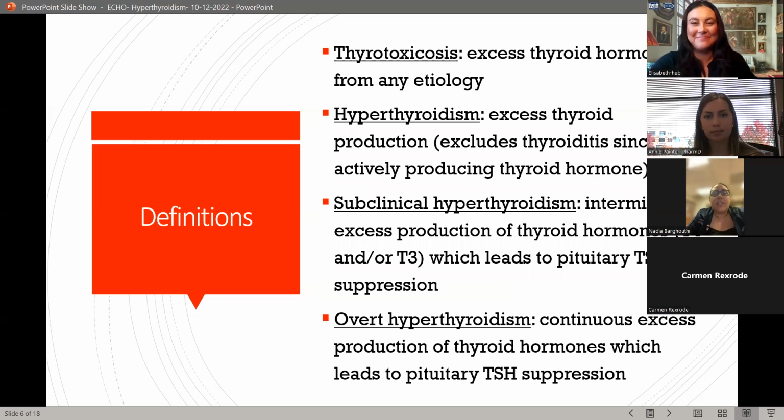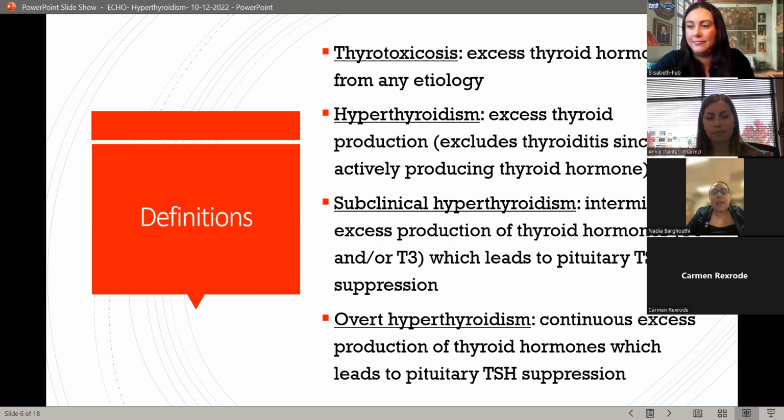Some definitions. So hyperthyroidism actually means excess thyroid production. So it's actively making extra thyroid hormones. That doesn't include something called thyroiditis, where the thyroid gets sick and just spills a bunch of thyroid hormone and then resolves by itself. Thyrotoxicosis is excess thyroid hormone from any etiology, so it includes thyroiditis.